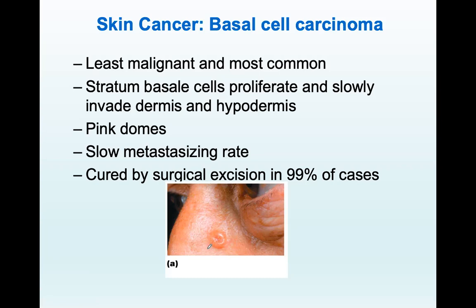That's it. This type of cancer is really common in people who have very fair skin tone and are in high exposure to sun. So basically, if you have very little melanin in your skin, you are at the highest risk of developing basal cell carcinoma.